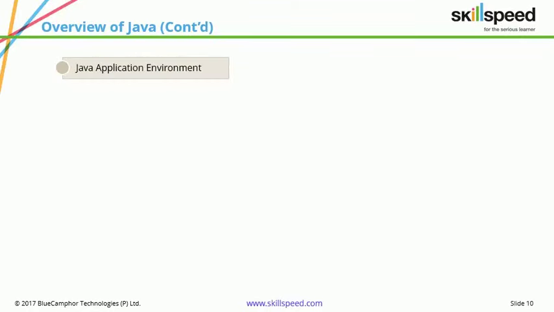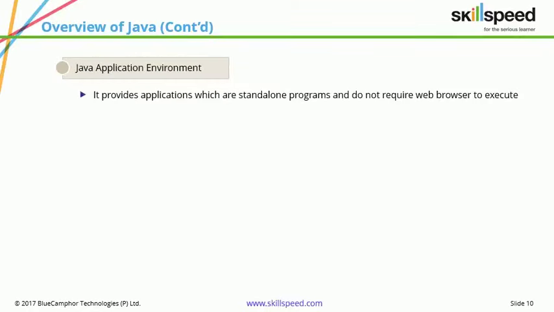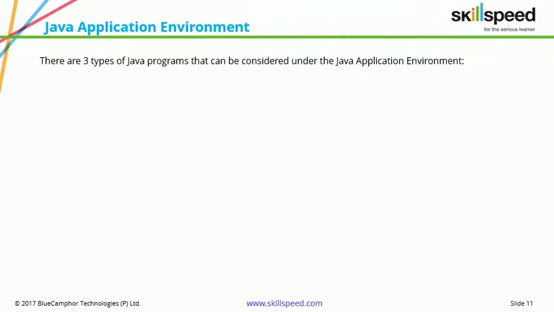Then what is the Java application environment? The Java application environment provides standalone programs, and it does not require any web browser for the execution of the application. The Java Standard Edition, which I have mentioned, will usually work for the Java application environment. And the Java application environment contains three things. The first one is applications, which are standalone programs that can run on a single or standalone computer.